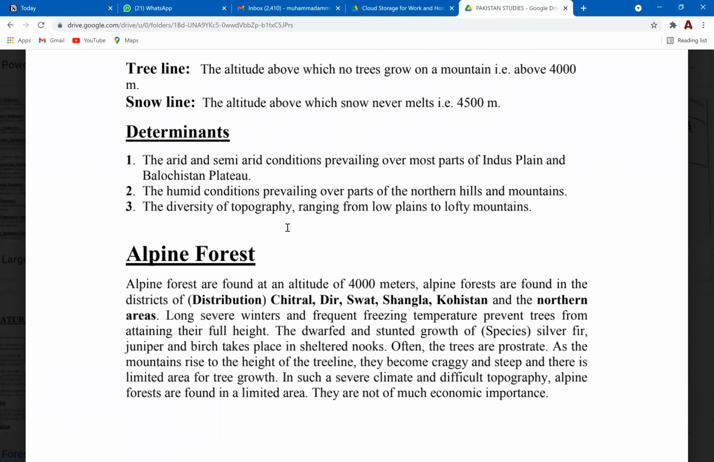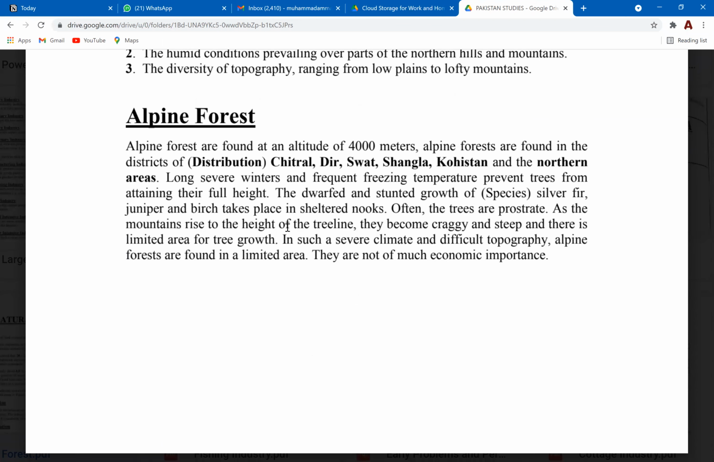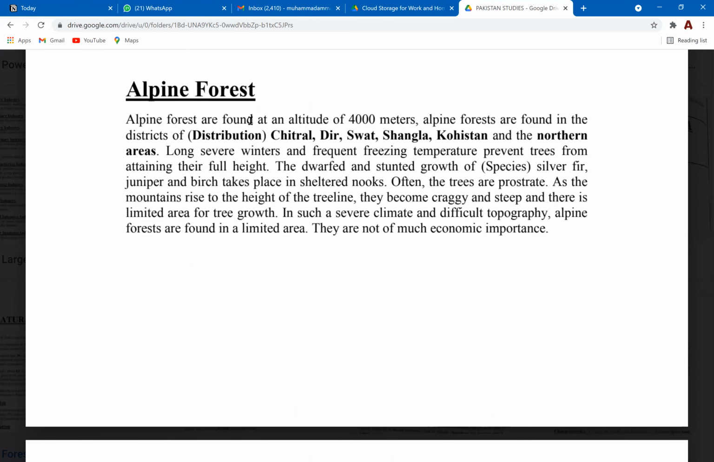This entire topic is mostly about these types of forests that are grown in Pakistan. Alpine forests is the first type of forest. Let's look at the details here. So alpine forests are found at altitudes of 4,000 meters. And they're found in the districts of Chitral, Swat, Shangla, Kohistan, mostly these northern areas, okay?